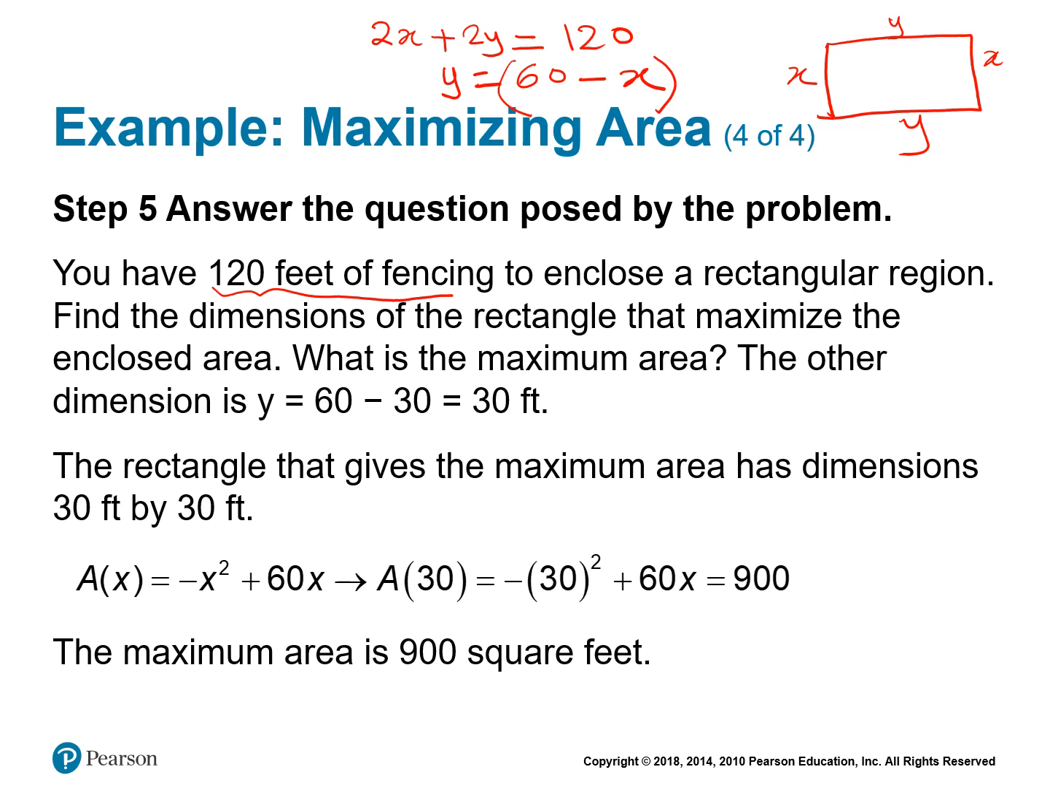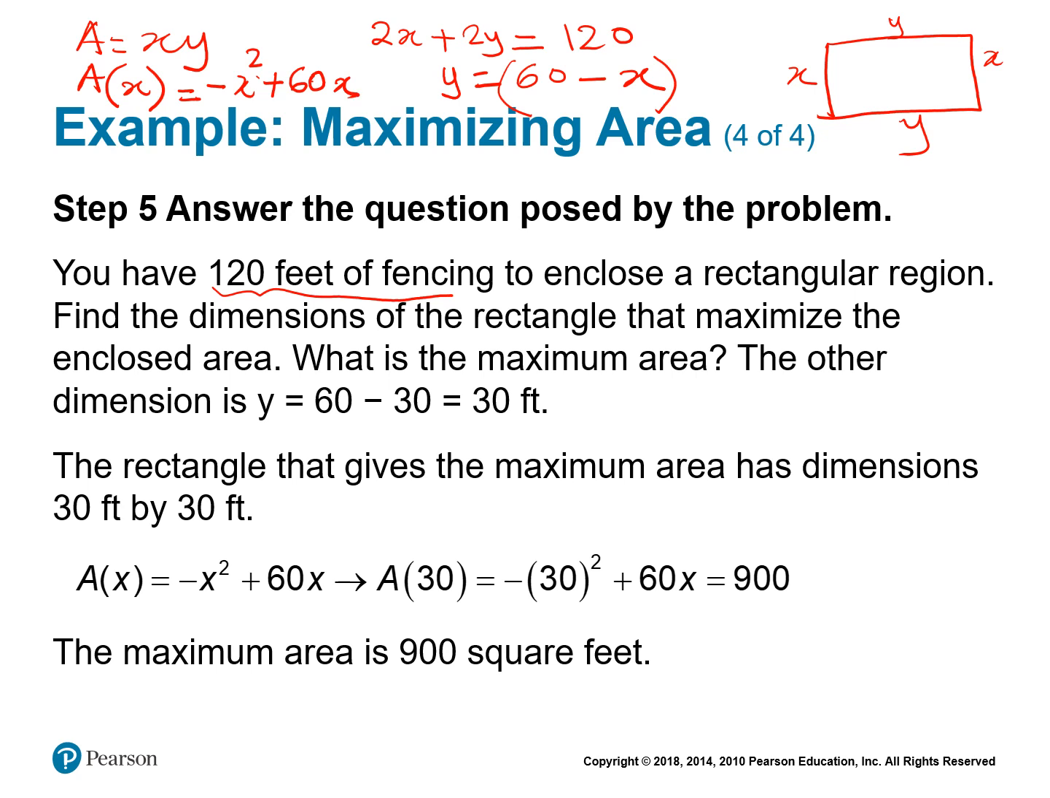And then we plugged this 60 minus x into the formula for the area, which is A equals x times y, and we derived a function for the area, A of x equals minus x squared plus 60x, right? That's what we had got. So this is just to bring back all the information to this slide.